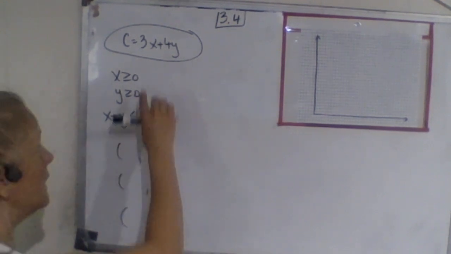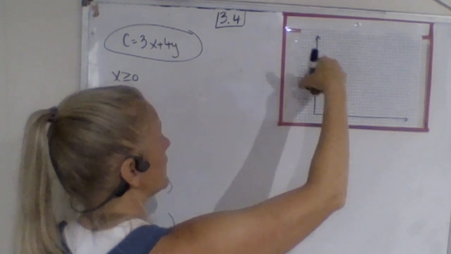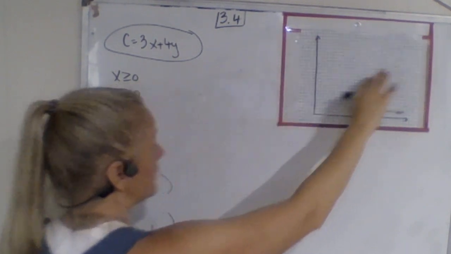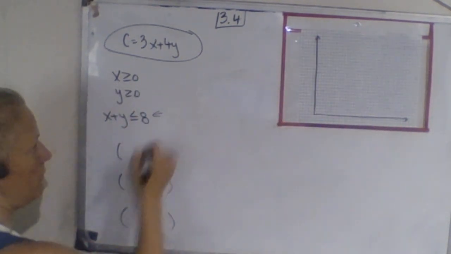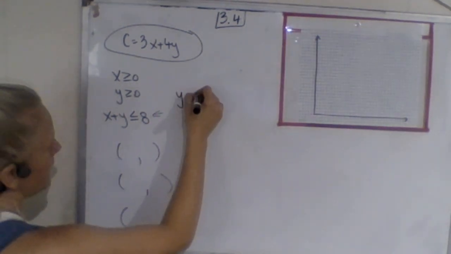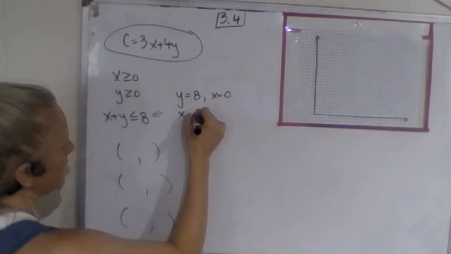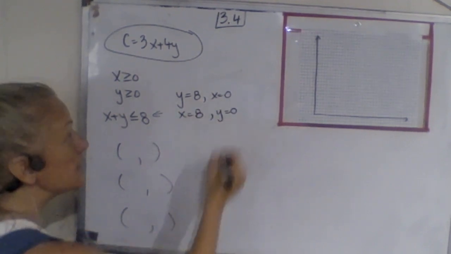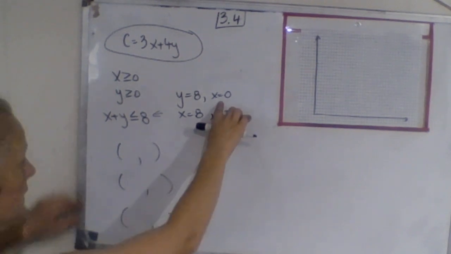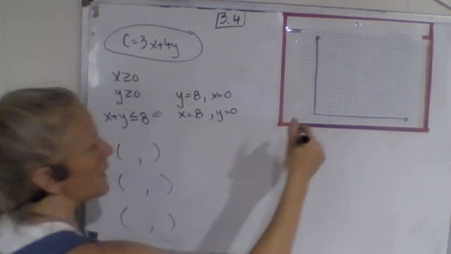Here's the great news. X greater than or equal to 0, I would have to shade all of this. Y greater than or equal to 0 would have to shade all. I'm not going to. The only thing I have to graph is my third one, right? This means y equals 8 when x equals 0, and x equals 8 when y equals 0. This is the standard equation, right? I make my x 0, my y becomes 8. I make my y 0, my x becomes 8.